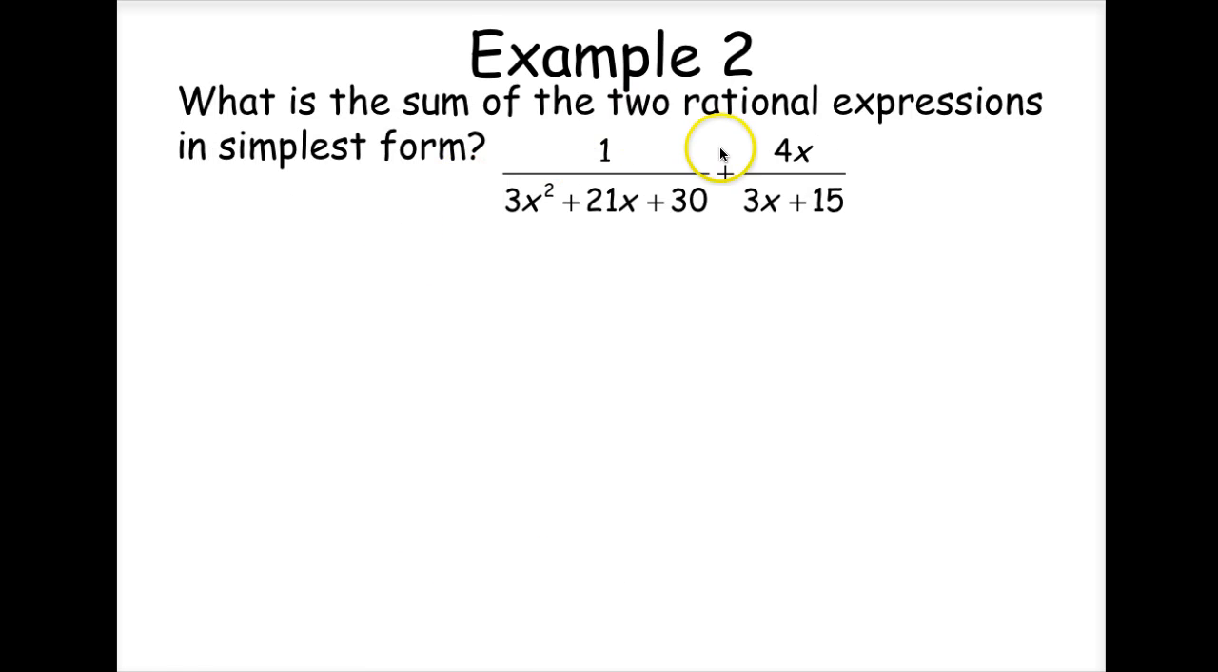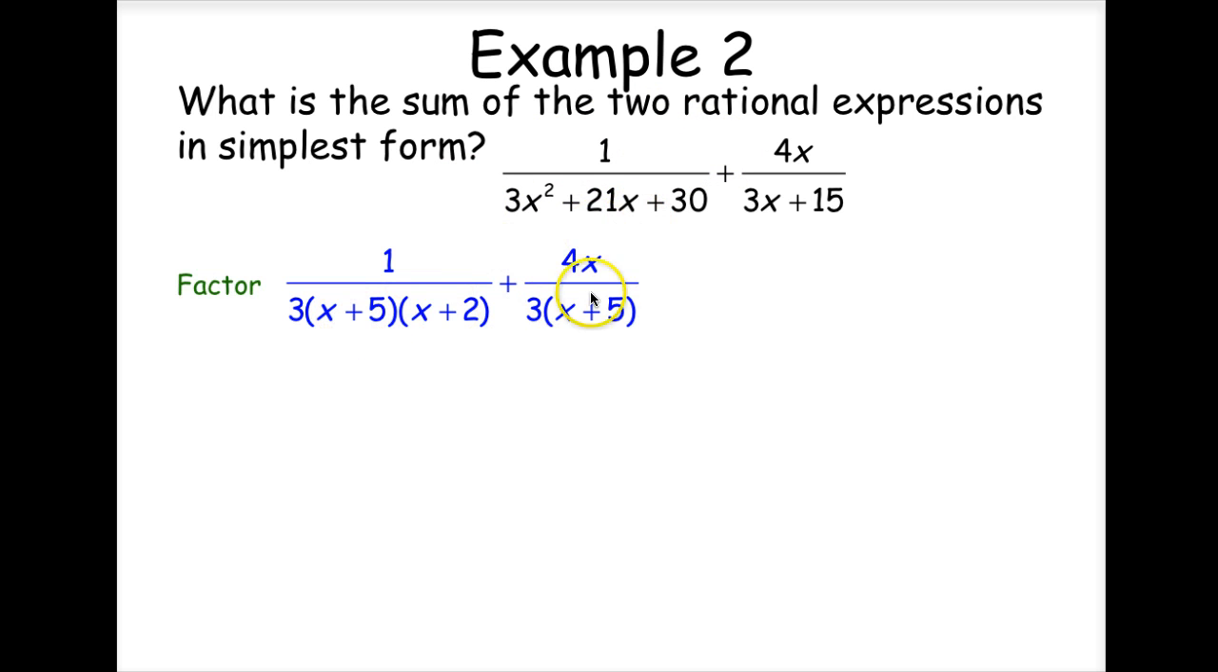What is the sum of the two rational expressions in simplest form? Well, to begin with, we need to factor. Looks like only the denominators. And let's look for what's common. They each have a 3. They each have an x plus 5. But we're going to have an x plus 2 as well for our least common denominator.